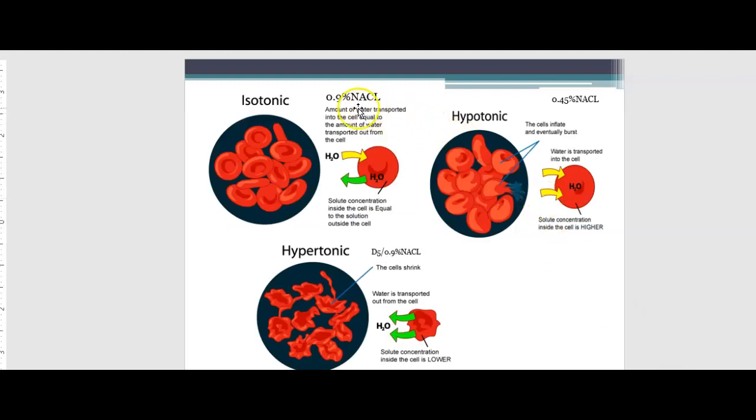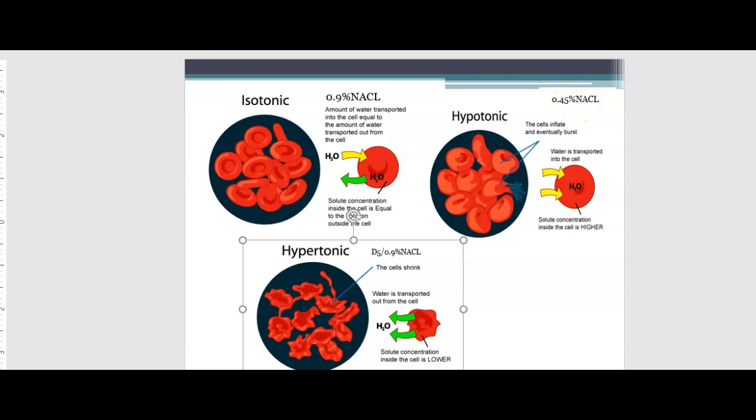So here we go. So you have your 0.9 normal saline. Remember we talked about earlier, it's isotonic, remember. So look at this, the amount of water transported into the cell equal to the amount of water transported out of the cell. It's going in and it's going out, okay? You have your hypertonic, that's with some dextrose in there. Dextrose, D5 normal saline. Okay, and then don't forget to look over here at your hypotonic. Remember we talked about that a little bit earlier about the cells and the half normal saline that you have.